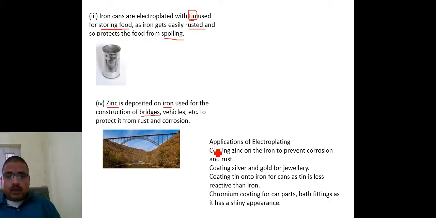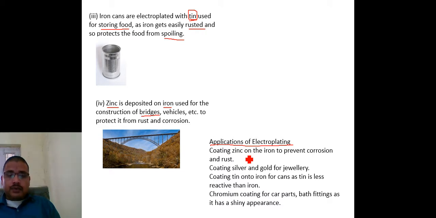The application. There is another kind of thing which we have to understand, that is, the different kinds of applications. Coating zinc on iron: if we coat zinc on the iron material, then it basically prevents rusting as well as corrosion.